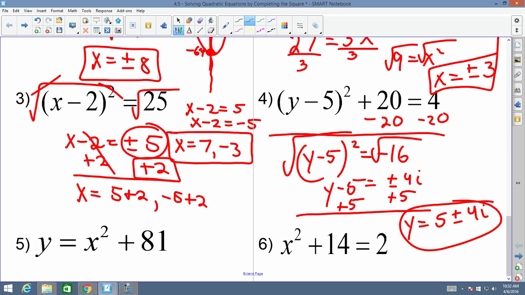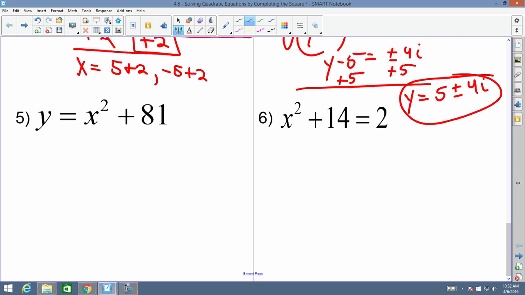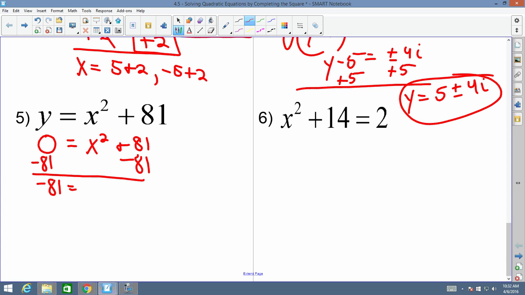Okay, then. Let's continue. y equals x squared plus 81. I want to solve for x. So this is 0 equals x squared plus 81. Subtract 81 from both sides. I've got negative 81 equals x squared. Square root both sides. x equals plus or minus... Yep, I just messed up. Sorry. Plus or minus 9i is completely 100% accurate.